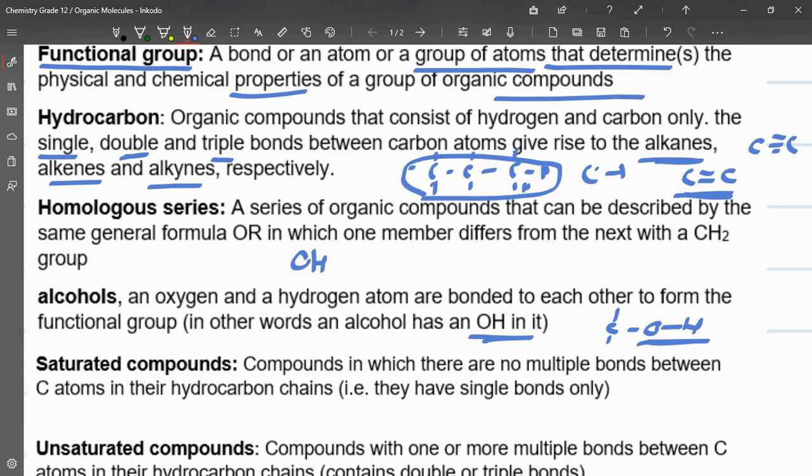These are compounds where there are no multiple bonds between the carbon atoms in the hydrocarbon chains. That means there's only single bonds. Everything is a single bond, like that. Unsaturated, obviously, that means there'll be a double or triple bond somewhere. So some things like that, and it is unsaturated.